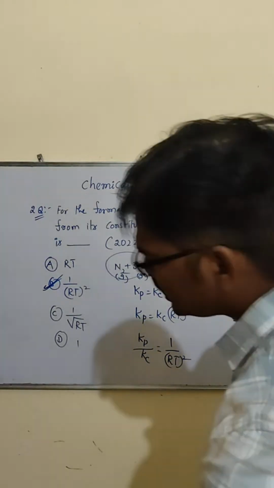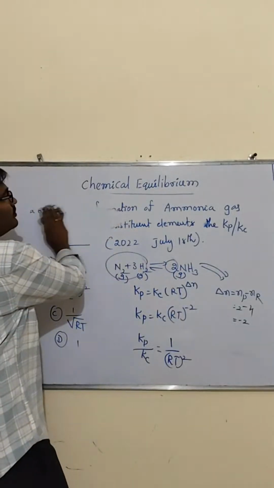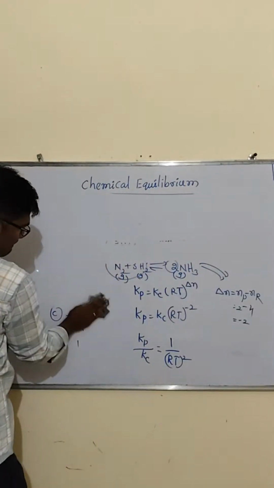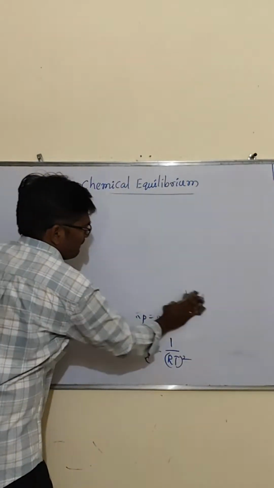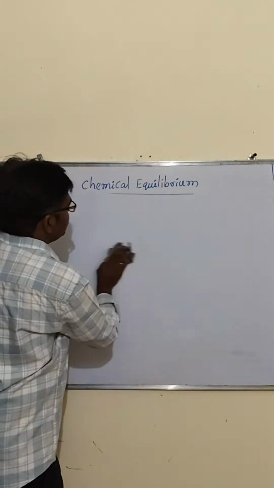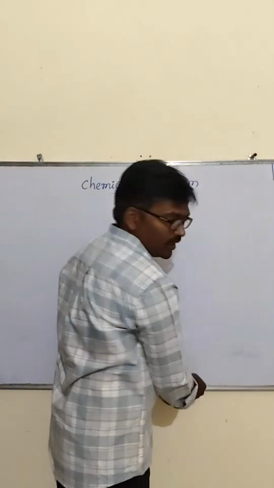Next question, all of you. Question number 3, the relation between Kc and Kp. Look, my dear students. Don't deviate.